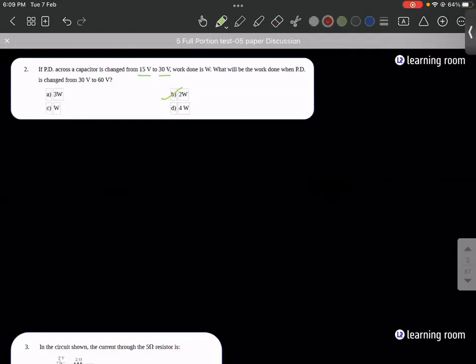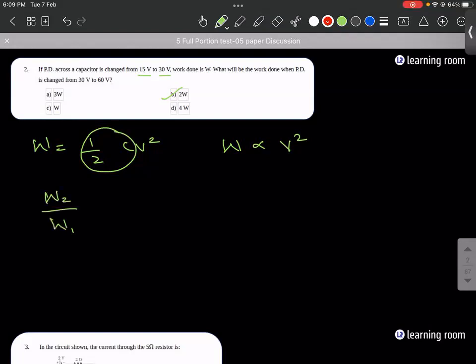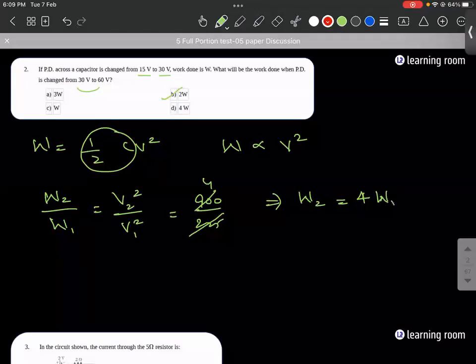So capacitor means the work done is equal to half CV square. Right? So can we say W is directly proportional to the potential difference square because half into C is a constant? So W2 divided by W1 is equal to V2 square divided by V1 square. V2 square is 900 divided by V1 square is 225. This goes 4 times, which implies W2 is equal to 4 times W1. So it is 4W.